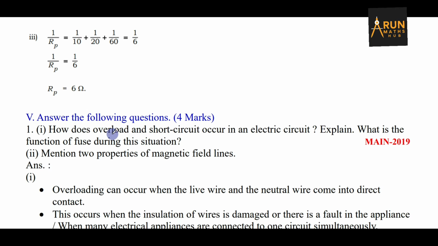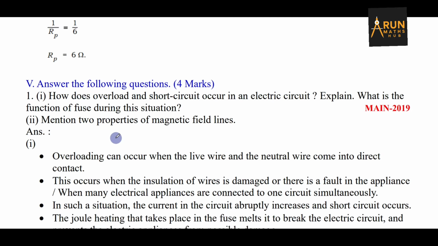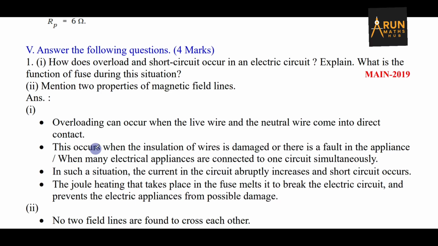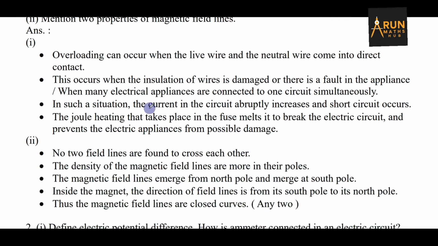How does overload and short circuit occur in an electric circuit? Explain what is the function of fuse in this situation. So already we have learnt about overloading. When live wire and neutral wire come in direct contact, what happens? It causes overloading. When the insulation of wires is damaged or there is a fault in the appliances, when many appliances are connected in one circuit, because of these situations the current in the circuit abruptly increases and short circuit occurs.